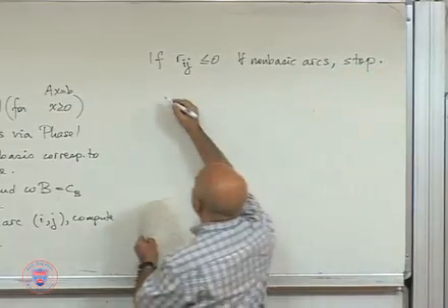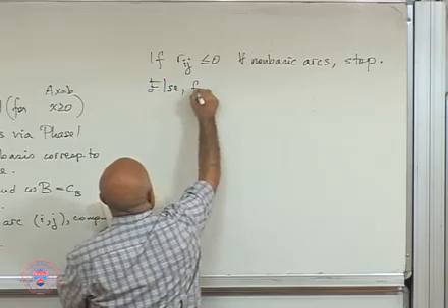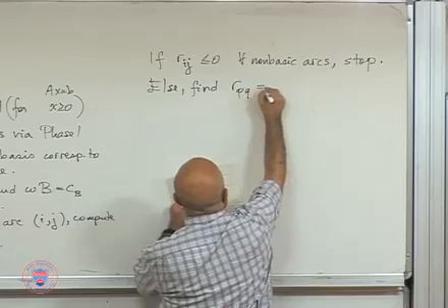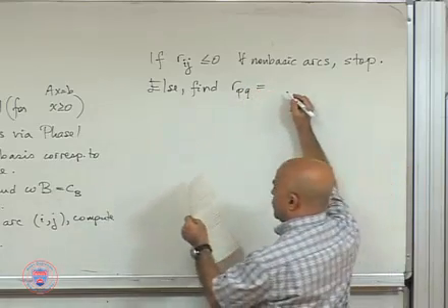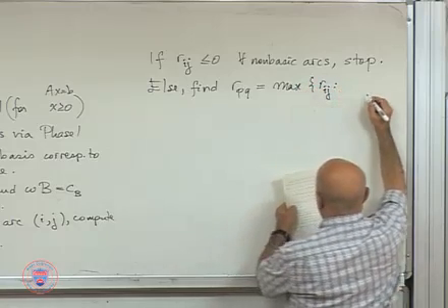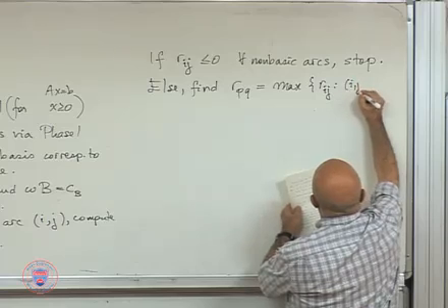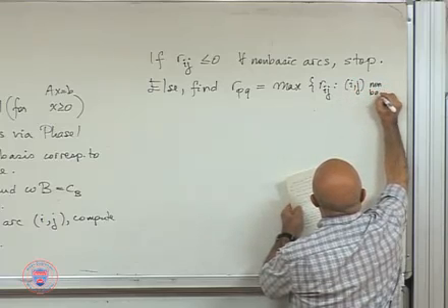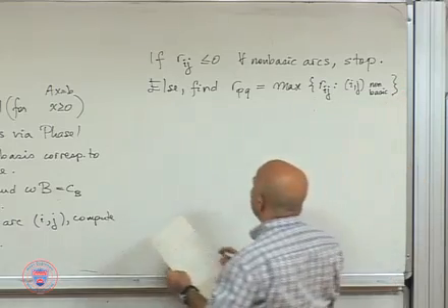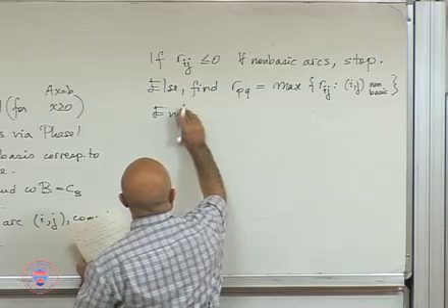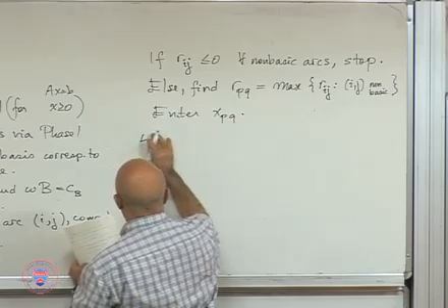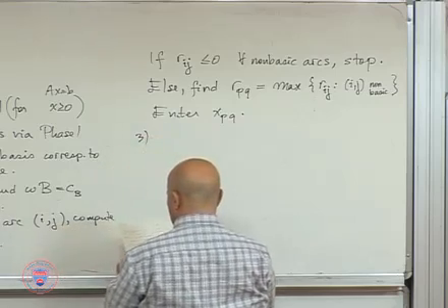Else, we find an arc PQ where R_PQ, the reduced cost for that, is the maximum of the R_ij's over the non-basic arcs, and enter the variable x_PQ.